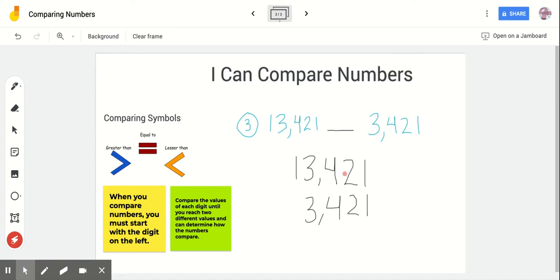In this case, I see that I have a 1 in the 10,000s place, but I don't have anything in the 10,000s place in my second number here. So I have nothing there. Basically, what this means is that 13,421 is greater than this number here. So I'm going to place my greater than symbol, and I am done.